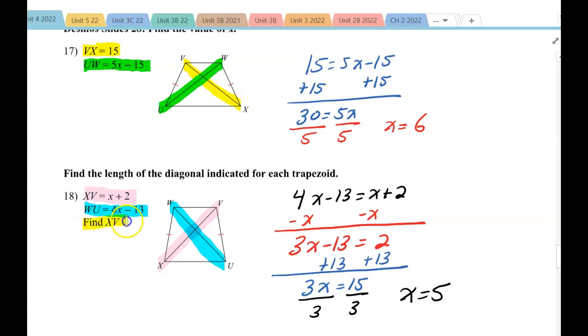Now in this problem I want to find XV. So to get XV, I'm going to plug 5 into the pink equation. So 5 plus 2 is equal to XV, which makes XV equal to 7.